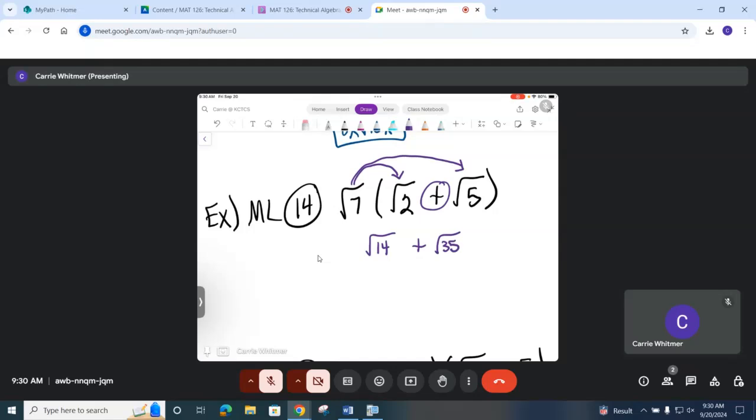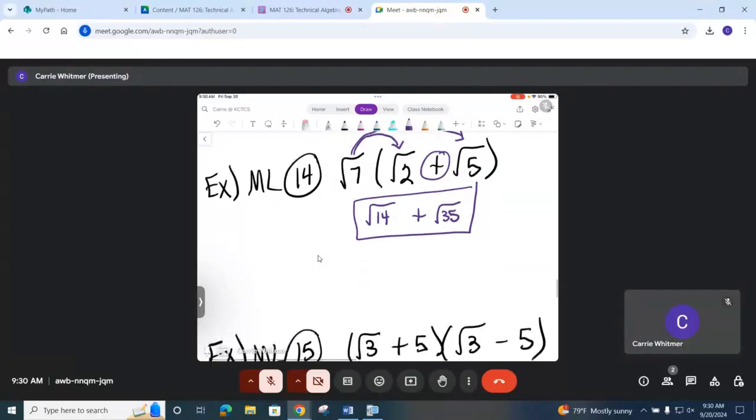And neither of those reduce. 14 is 2 times 7. 35 is 5 times 7. Nothing has a square root. So those don't reduce, and I cannot simplify or add them together because I don't have the same number under the radical. So that's just my answer there: radical 14 plus radical 35.